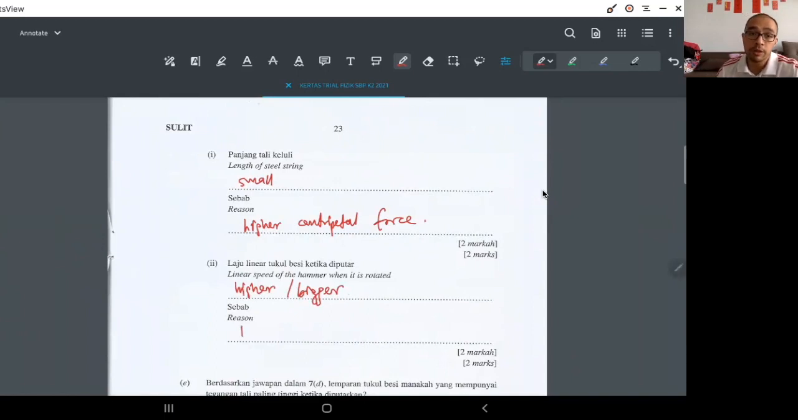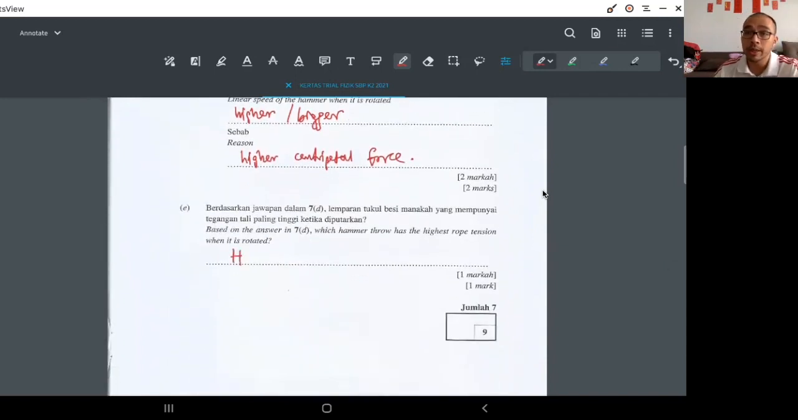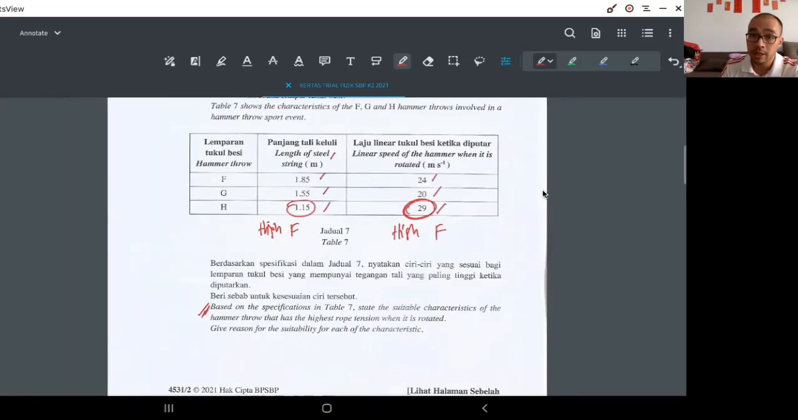Higher centripetal force. And then with that, you find that based on your answer in 7D, which hammer throw has the best? Then you answer H. No need to give reason because this is not a section B question. So just say the best hammer throw is the one that has H. Only in section B, the 10 mark question, you have to give reason. The one that I keep saying, siapa yang tulis 'because it fulfills the characteristics above', terus saya bagi kosong itu. Then you find the H. After you analyze the table, oh, H is the best.